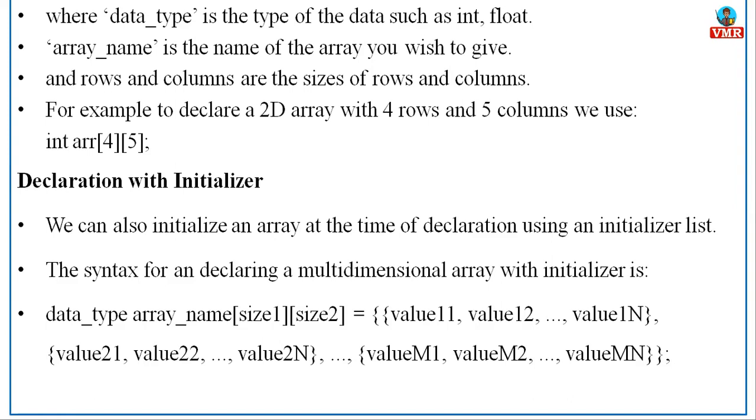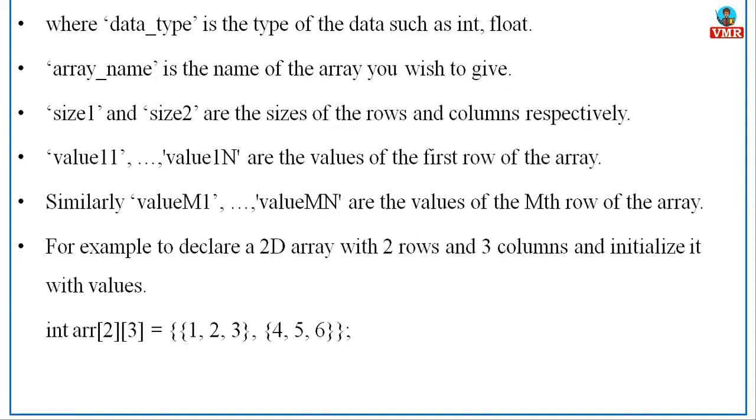So this is the declaration syntax with the initializer. The previous one was only the declaration part. Next, the data type is as usual integer, float, all those. Array name is whatever name you want to give. Size 1 is rows and size 2 is columns, and the values are 1 to n. So first row of the array, and similarly m is the value of the mth row of the array.